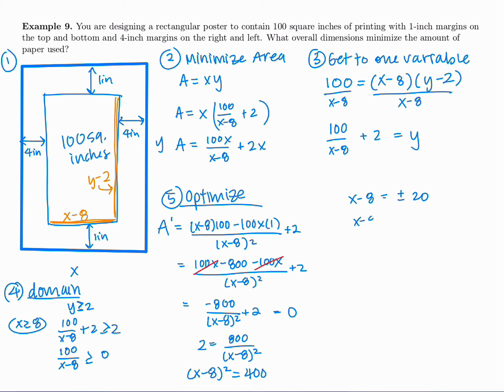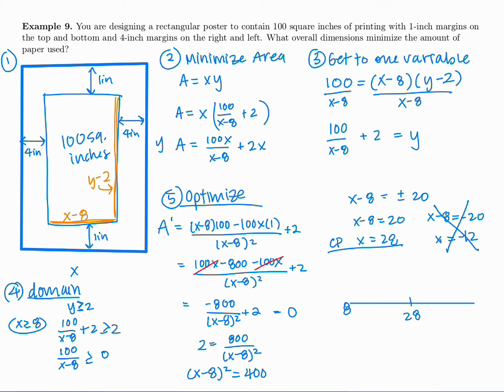So x minus 8 equals 20 tells me that x is 28, and x minus 8 equals negative 20 tells me that x is negative 12, which is outside my domain, so I don't worry about that. So it looks like my critical point here is 28. So I'm going to look at my line here. From 8 is my endpoint, to 28. I want this to be minimizing, so I'm hoping I'm decreasing here and then increasing forever. And then I found the bottom here at 28.